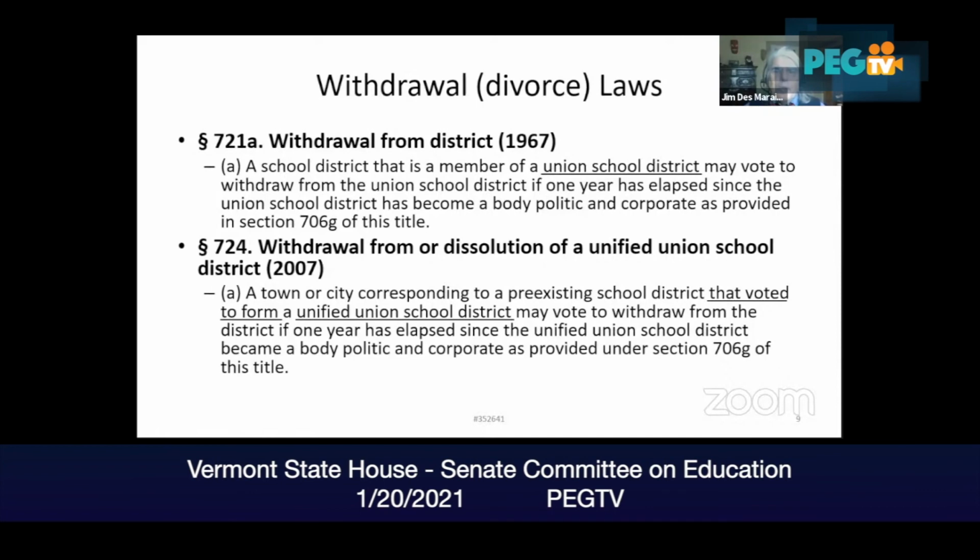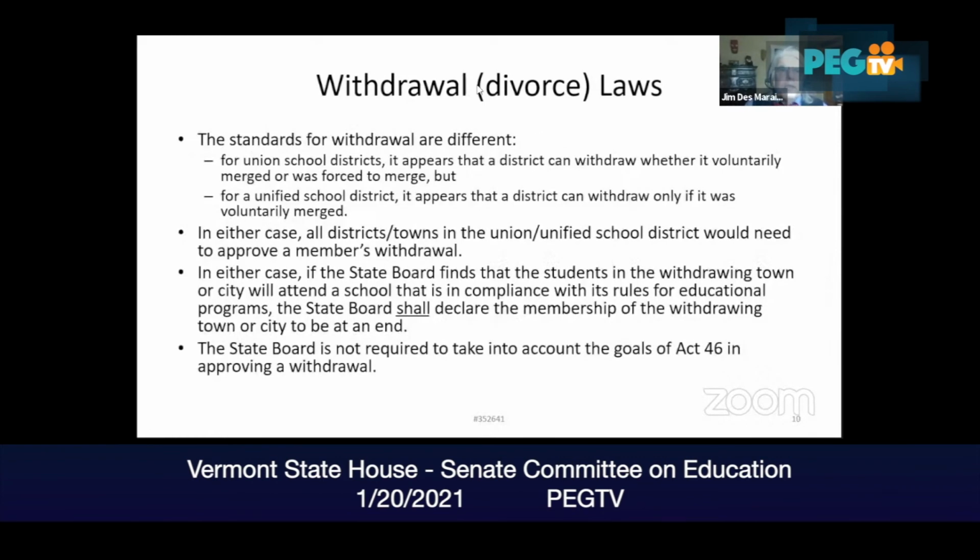A unified union school district is one that came together as a merger of districts, either voluntarily or ordered by the state board. And it says a town or city corresponding to a pre-existing school district that voted to form a unified union school district may vote to withdraw from the district if 1 year has elapsed. So the difference here, go to the next page, is you have the standards being different. So for a union school district, it appears that a district can withdraw whether it voluntarily merged or was forced to merge. But for a unified school district, it appears that a district can withdraw only if it was voluntarily merged.